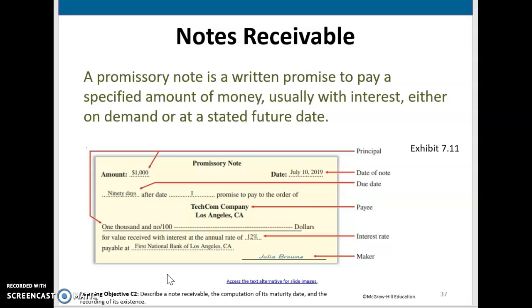The amount is referred to as the principal, or sometimes we might call it the face amount. This is the amount that will be repaid plus the interest amount. You'll see the date of the note, how many days. This one is a stated future date. So this person, Julia Brown, the maker of the note, is promising to pay $1,000 to Techcom Company in 90 days. And it specifies the interest rate of 12% and where the note is payable at.